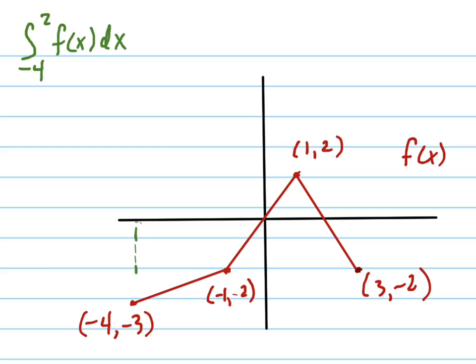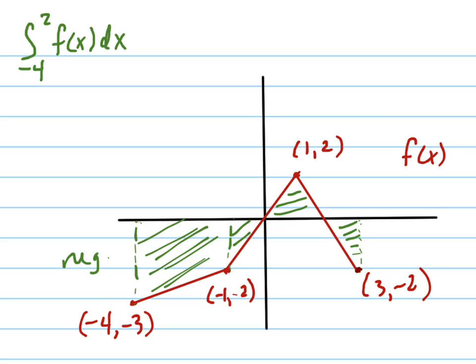So what I need to do is split this up into sections. That area right there, I want to find that area, and then this area, and then this area, which would be a positive, and then this area, which would also be a negative. All of those underneath the x-axis are going to be negative areas, and this area right here is the only one that's going to be a positive area. So that's the game plan, and it's really just a geometric thing.